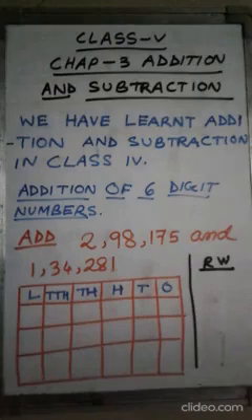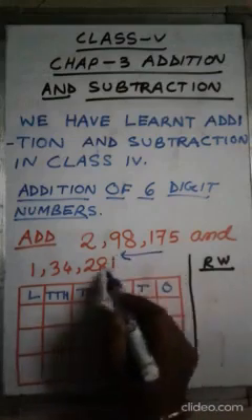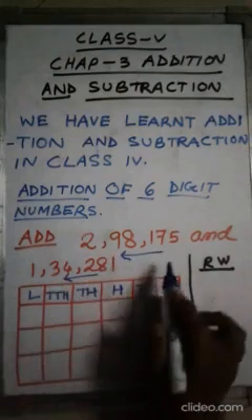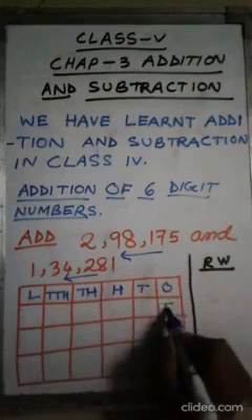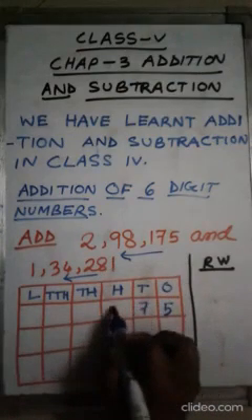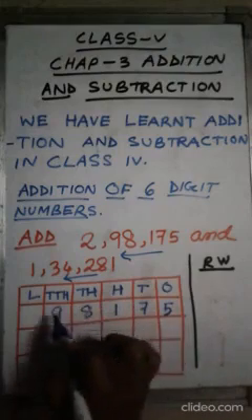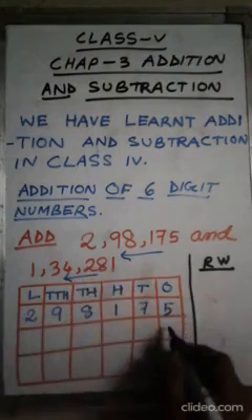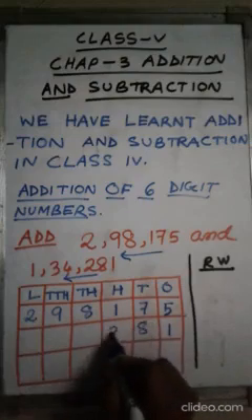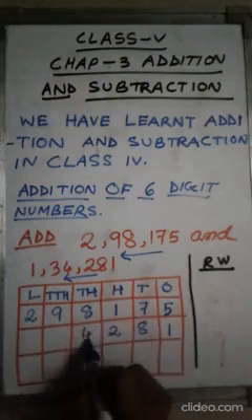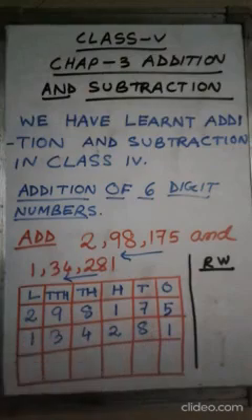Add 2,98,175 and 1,34,281. Entering the digits in the place value chart from the back side. This is for 5, 7, 1, 8, 9, 2. For this 1, 8, 2, 4, 3 and 1.